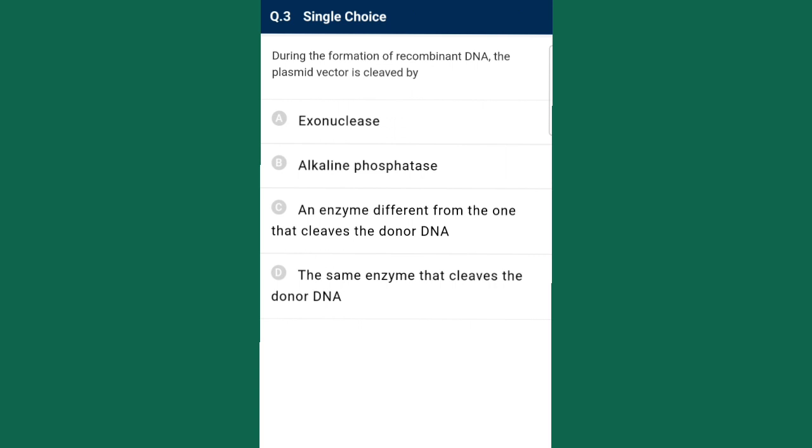Question number 3. During the formation of recombinant DNA, the plasmid vector is cleaved by: some restriction enzymes must be used for cutting both the donor DNA and the plasmid vector, resulting in fragments with the same complementary sticky ends in order to make the recombinant DNA. So the answer is option D, the same enzyme that cleaves the donor DNA.